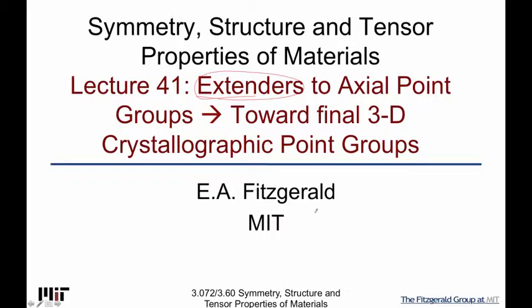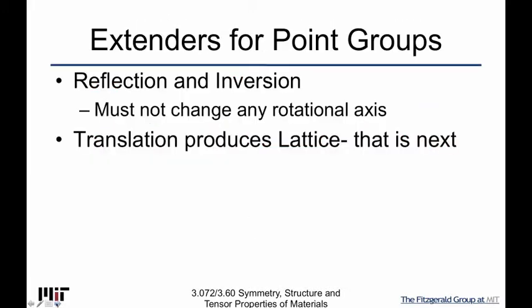But then we applied pretty much Euler's construction and the law of cosines for a spherical triangle, which allows us to get a set of equations that determines the relationships of rotations about three axes in three dimensions. And now we're going to add extenders to that and explain our strategy for getting towards the final 3D crystallographic point groups. So again, we'll start with these axial ones and then we'll add these extenders. What are the extenders? Well, reflection and inversion are the extenders.